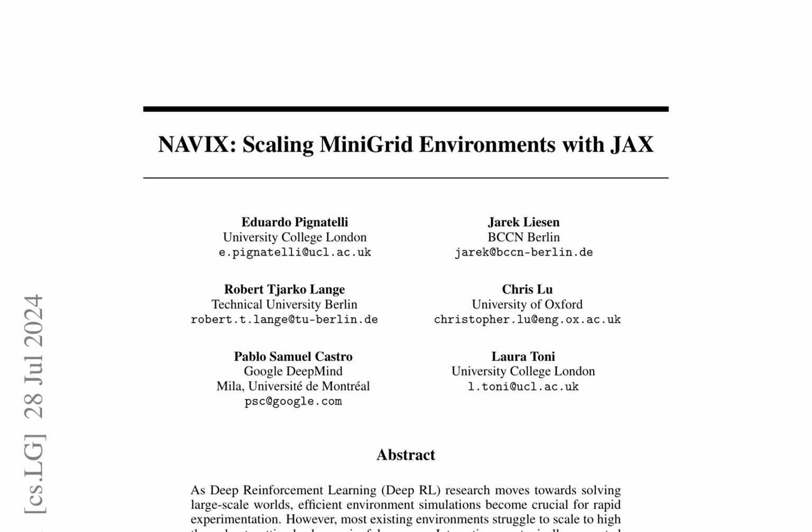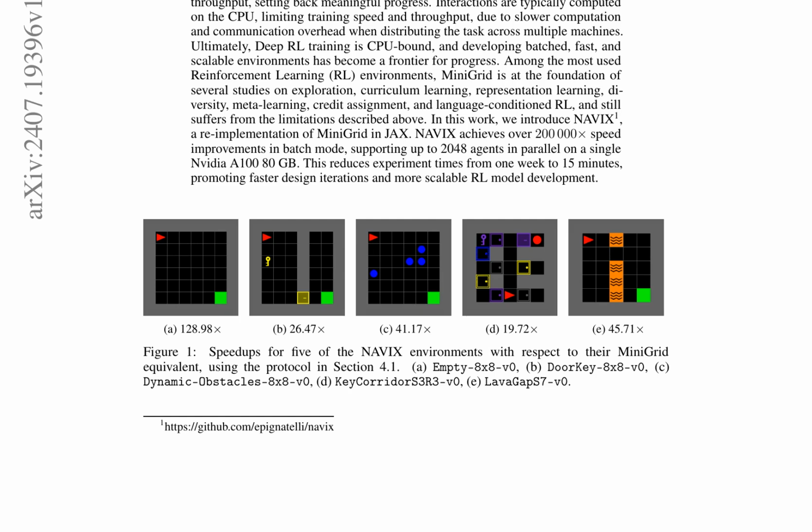To address this issue, the authors introduce NAVIX, a reimplementation of MiniGrid in JAX, which achieves over 200,000 times speed improvements in batch mode, supporting up to 2048 agents in parallel on a single Nvidia A100. This remarkable scaling ability reduces experiment times from 1 week to 15 minutes, fostering faster design iterations and more scalable RL model development.